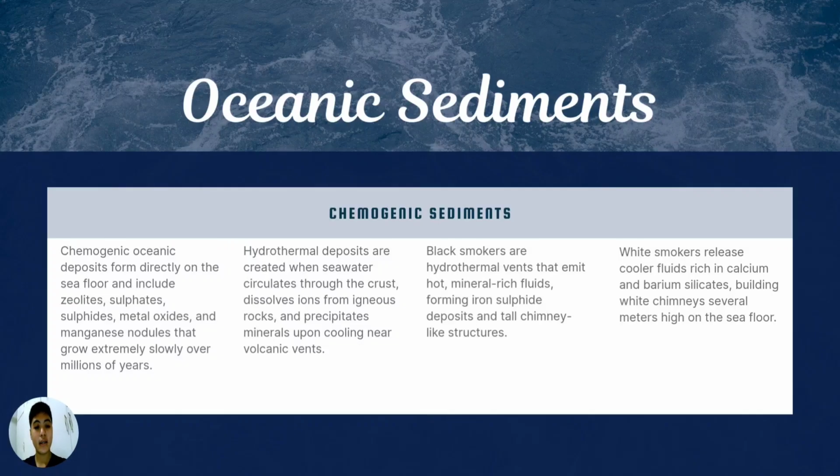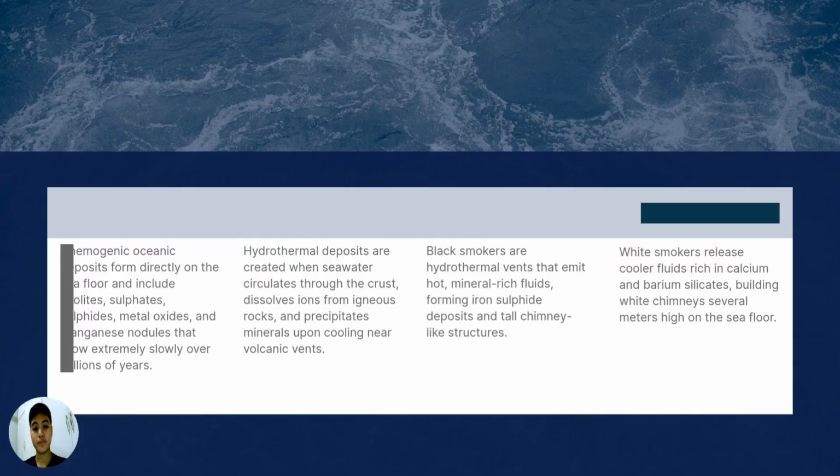And lastly, chemogenic sediments. Chemogenic sediments form slowly on the ocean floor from chemical reactions, including minerals like manganese nodules and metal oxides. Hydrothermal deposits form when seawater flows through rock near underwater volcanoes, creating hot black smokers that release iron minerals, and cooler white smokers that build chimneys from calcium and barium minerals.